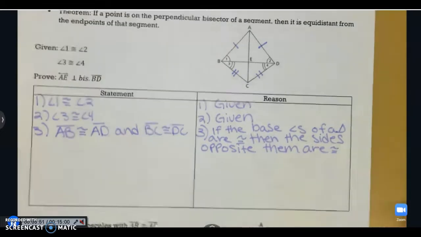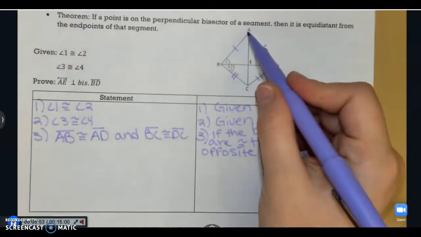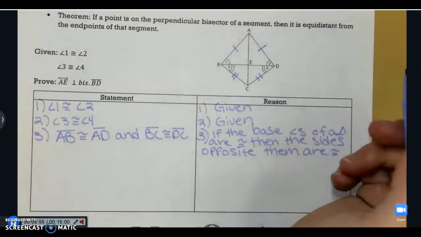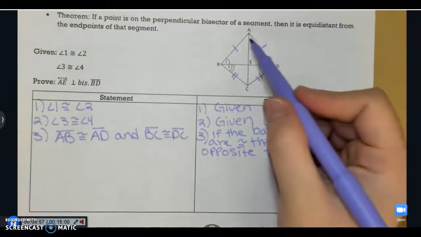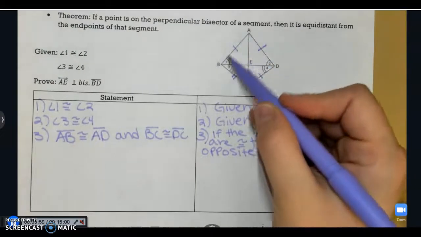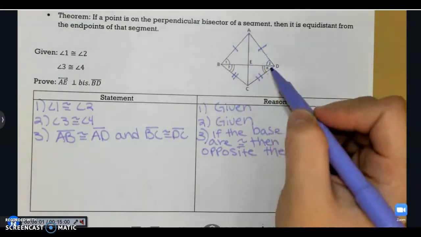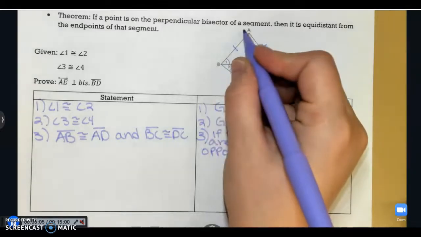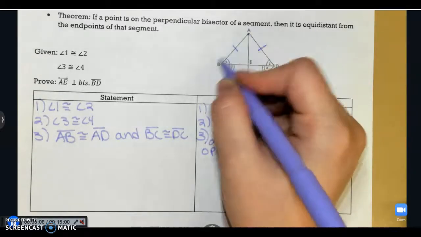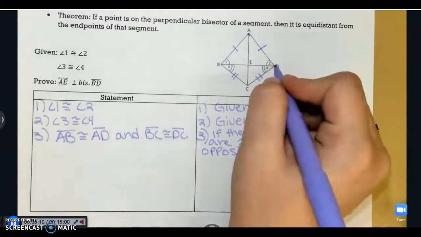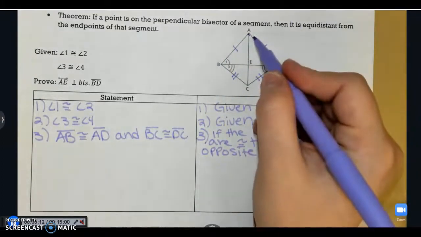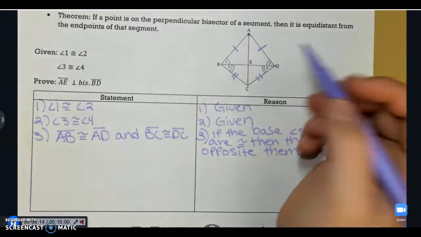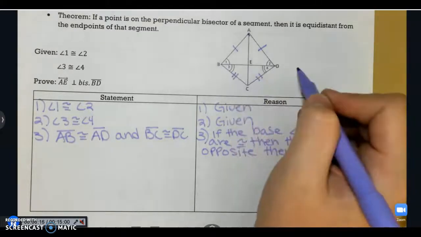Okay, so let's talk about what we've just shown here. If AB is congruent to AD, that means that the distance of AB, the length of AB, is the same as the distance or the length of AD. So the distance between A and B and A and D is the same. So A is equidistant from the endpoints, okay?